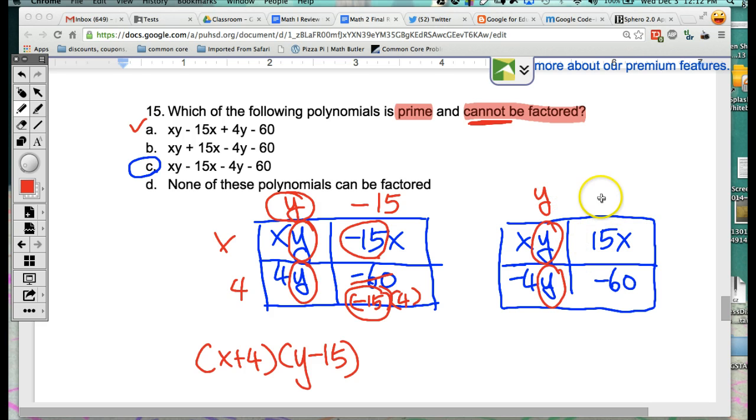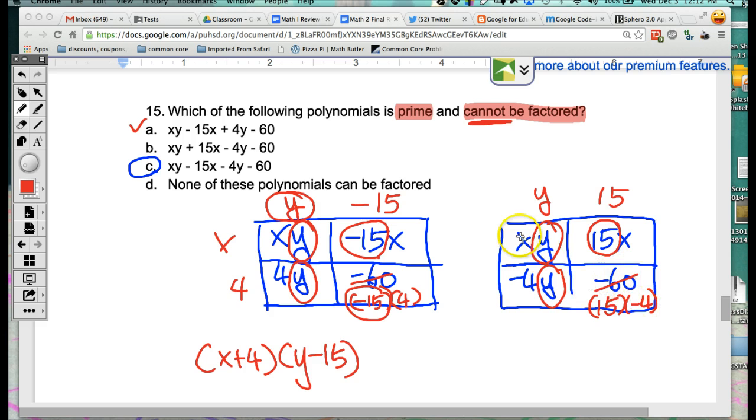Now I'm standing up here looking down at 15x and negative 60. What do I see in common? 15. Okay, so let's put 15, because 15 is kind of obvious. And over here, negative 60 is the same as 15 times negative 4. Don't forget the negative, okay?